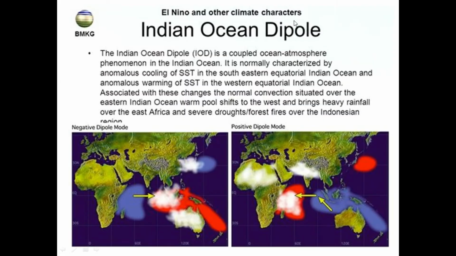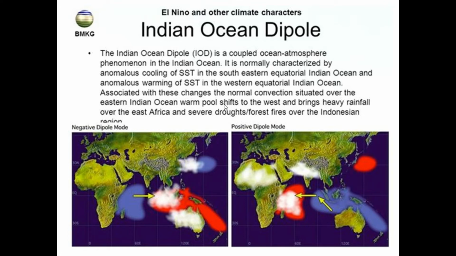Coupled ocean atmosphere in the Indian Ocean is characterized by anomalous cooling of sea surface temperatures in the southeastern equatorial Indian Ocean and anomalous warming sea surface temperatures in the western equatorial Indian Ocean. Associated with these changes, the normal convection situated over the eastern Indian Ocean warm pool shifts to the west and brings heavy rainfall over East Africa and severe drought and forest fires over the Indonesian region.